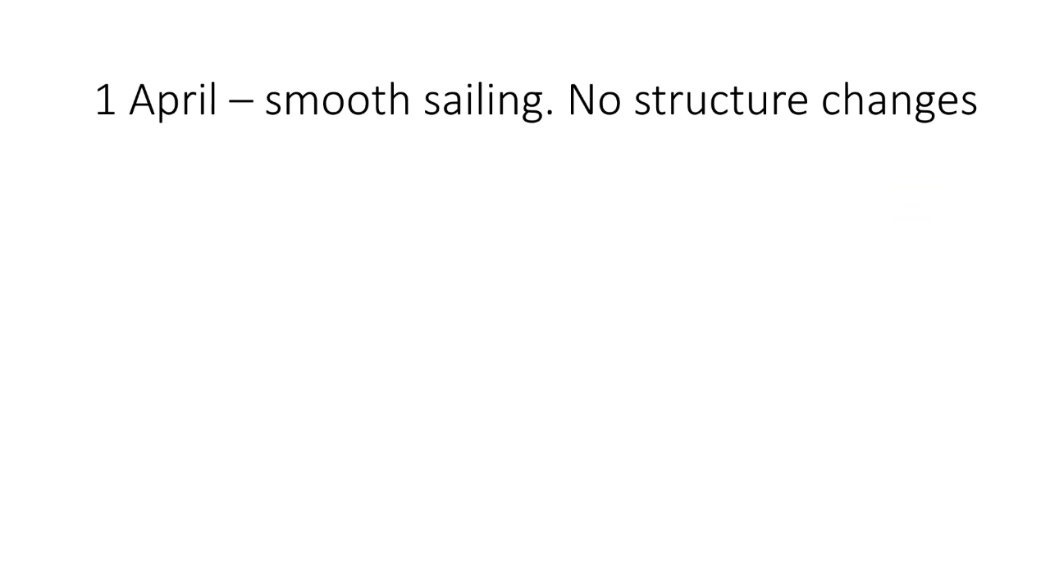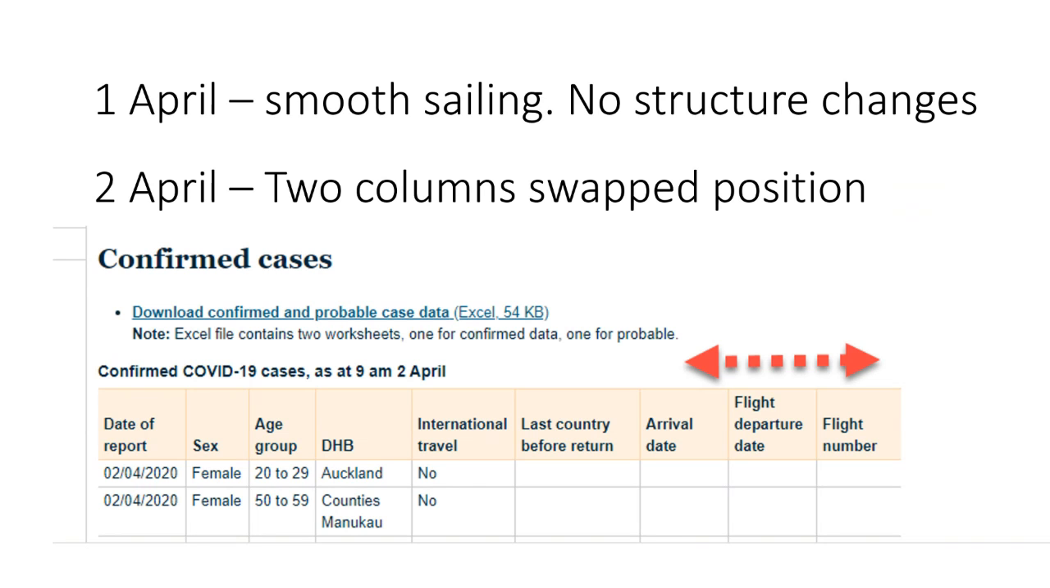The next day was the 1st of April, and I could just refresh my queries and everything went super duper, no problems at all. But it was because it was April Fool's Day, because after that we had more problems, because the next day they swapped the positions of two columns. So my queries broke again, and I can do all the column renaming that I want to, but if they swap the columns for arrival date and flight number, that's nothing I can fix with renaming. So I had to fix my query again.